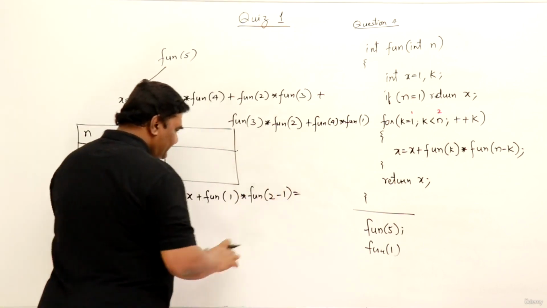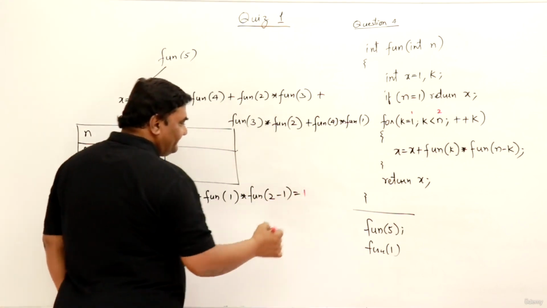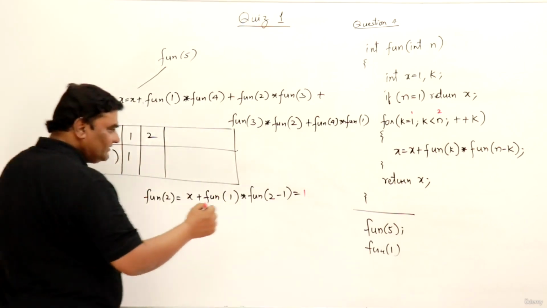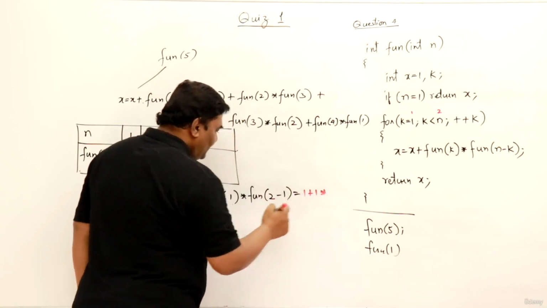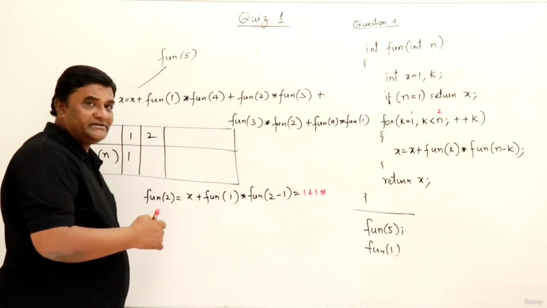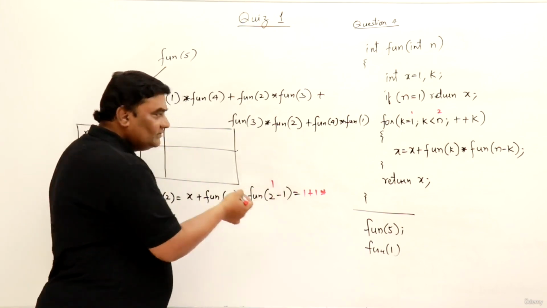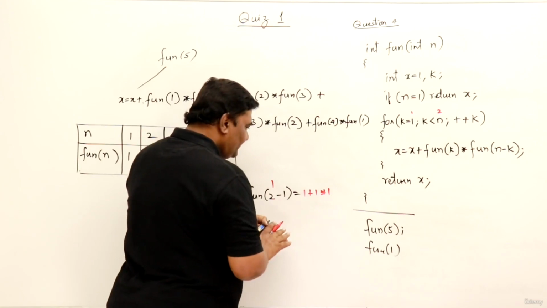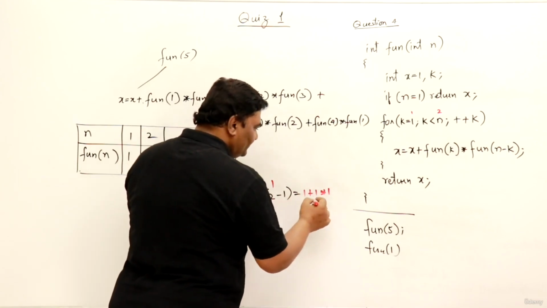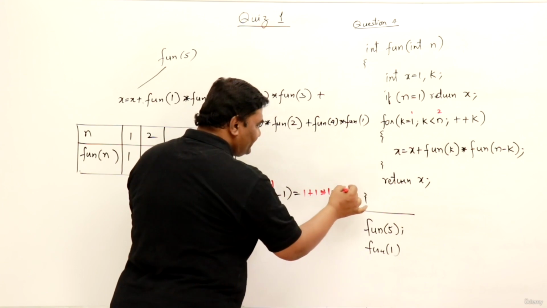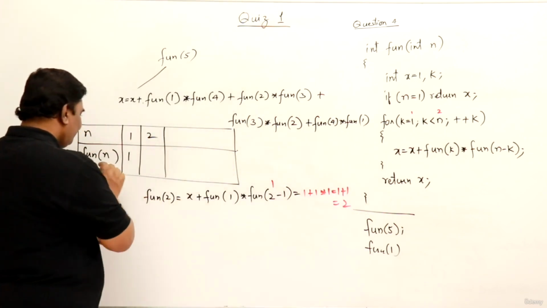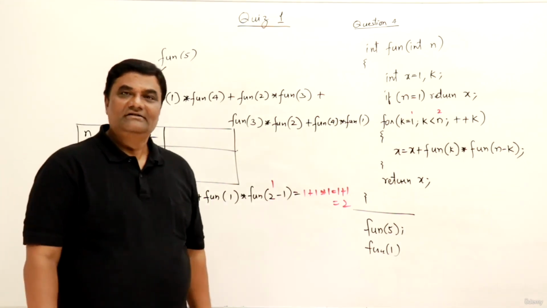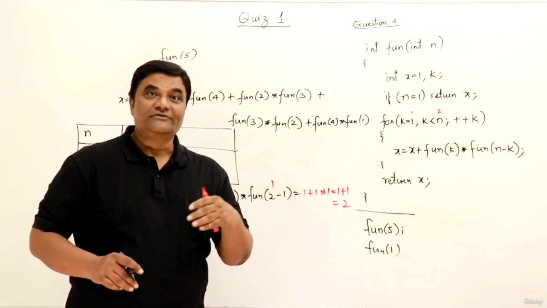So how much is it? x is 1. Fun of 1, here we already know fun of 1 is 1. Take it as 1 into fun of 2 minus 1. 2 minus 1 is 1, so this is again fun of 1. Already we know it, it is 1. So this is 1 plus 1 into 1, which is 1 plus 1, that is 2. Yes, fun of 2 is 2. So we got the result. We have fun of 1 and fun of 2.